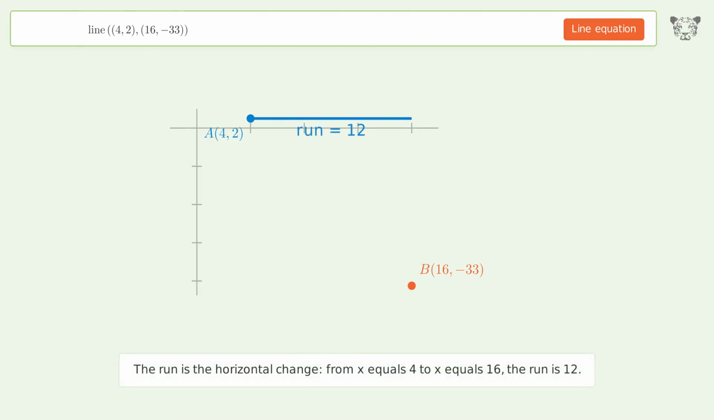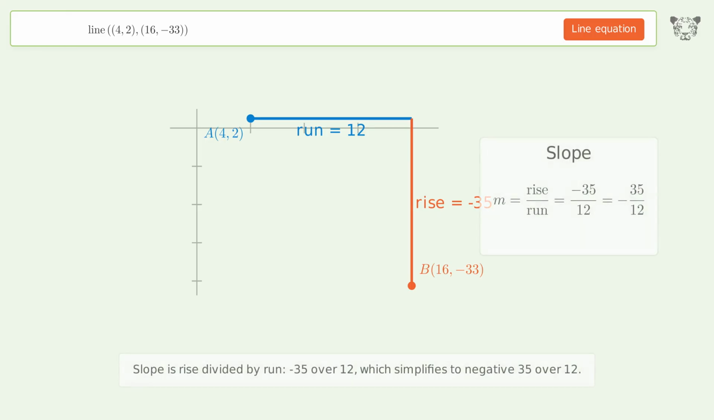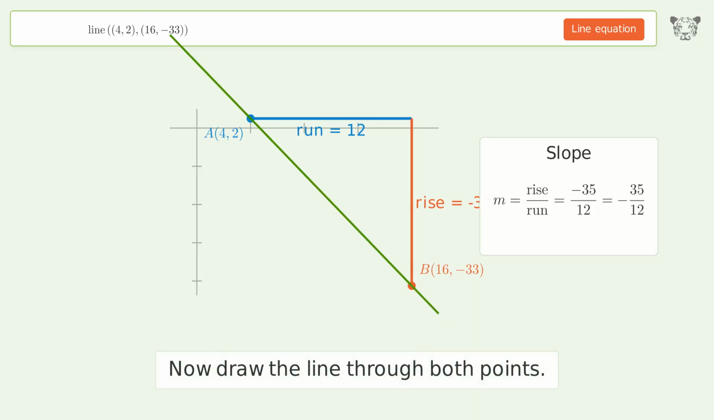The run is the horizontal change, from x equals 4 to x equals 16, the run is 12. The rise is the vertical change, from y equals 2 to y equals negative 33, the rise is negative 35. Slope is rise divided by run, negative 35 over 12, which cannot be simplified further. Now draw the line through both points.